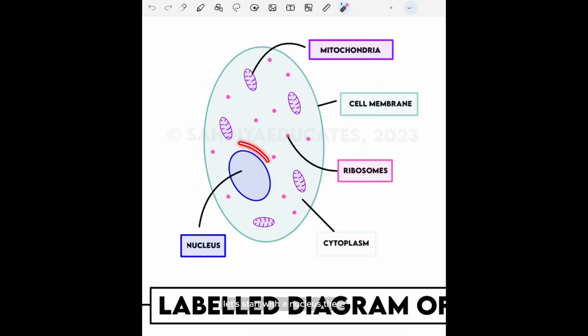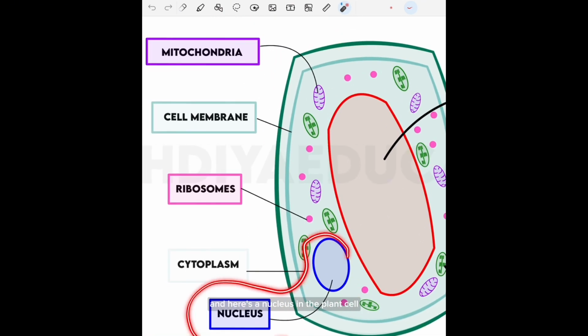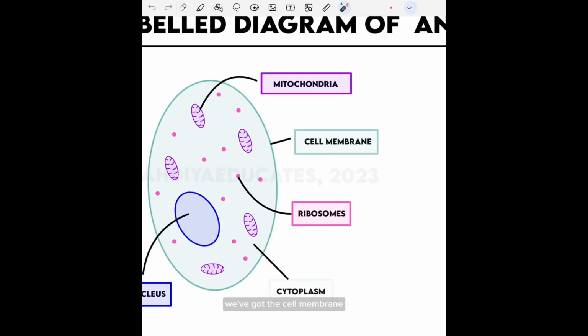Let's start with the nucleus. Here's the nucleus in the animal cell, and here's the nucleus in the plant cell. The nucleus controls the activities of the cell. It contains genetic information, DNA. Next up, we've got the cell membrane.